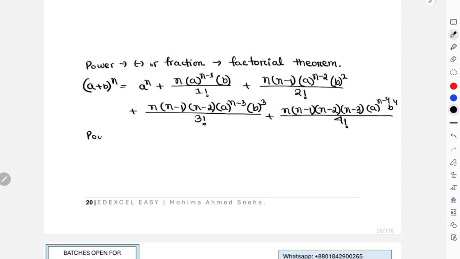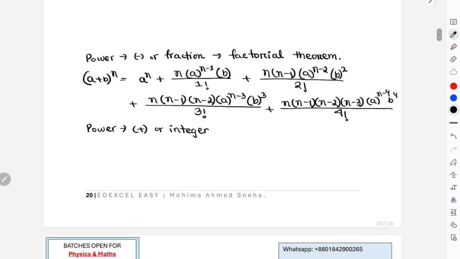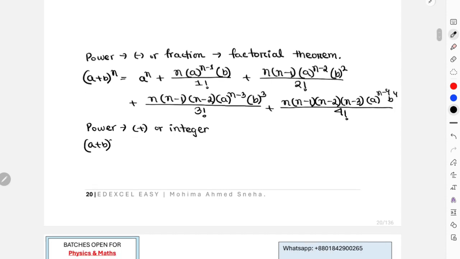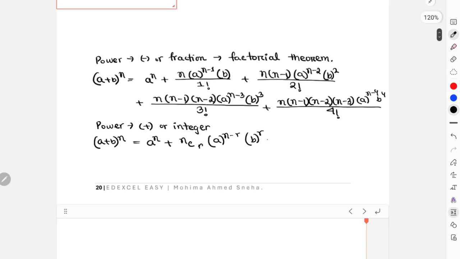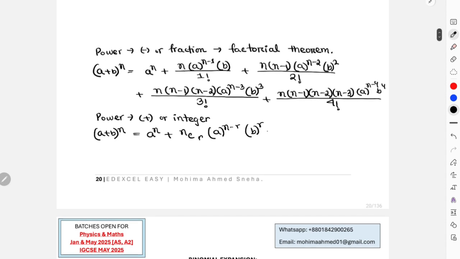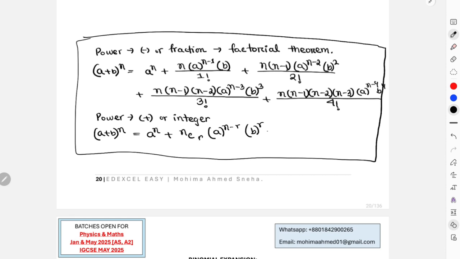And if the power is a positive whole number or integer, in that case the formula for a plus b power n is a power n plus NCR times a power n minus r, b power r, right? This is the format. Whatever the value of r is, that will be added in the powers of a and b. That is the format. Now this is again a formula for your binomial theorem, so I will just highlight this.